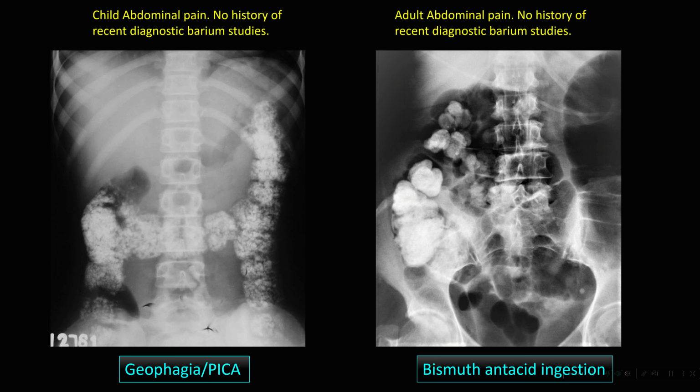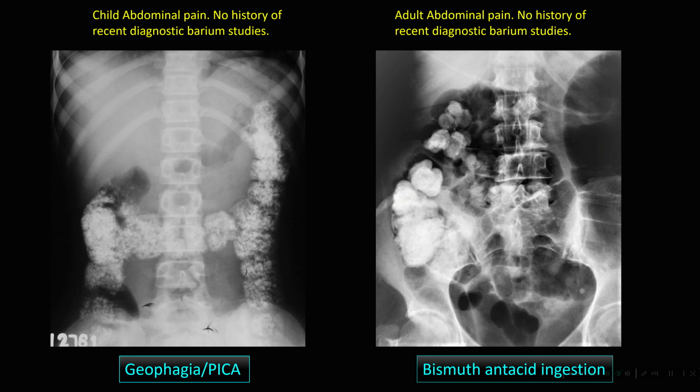So definitely suspect geophagia in a child with chronic anemia and also chronic abdominal pain, and even sometimes they suffer with constipation also. Here is the other case, an adult with abdominal pain and no history of recent diagnostic barium studies. This case was a chronic acidity case. He was treated with bismuth subsalicylate. So this bismuth antacid ingestion can lead to a typical appearance of hyperdense radiopaque material filling the colon.